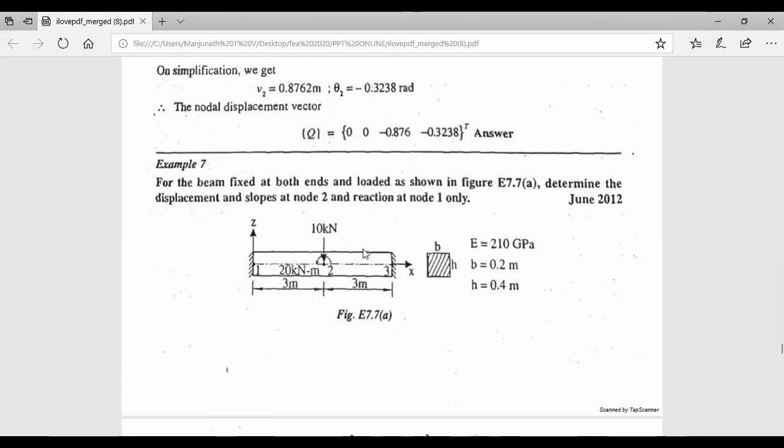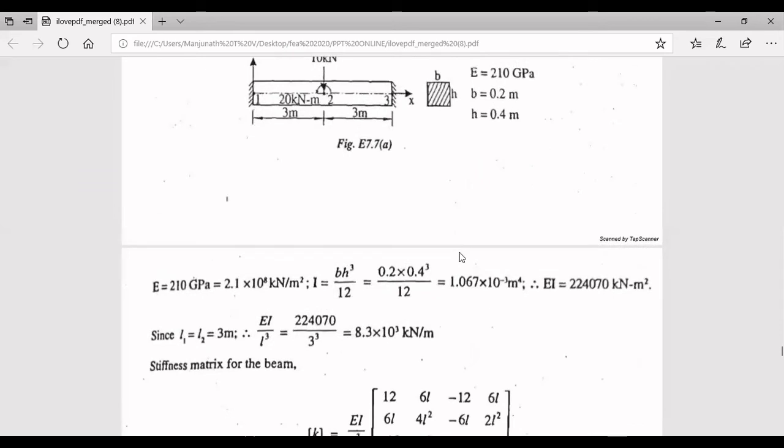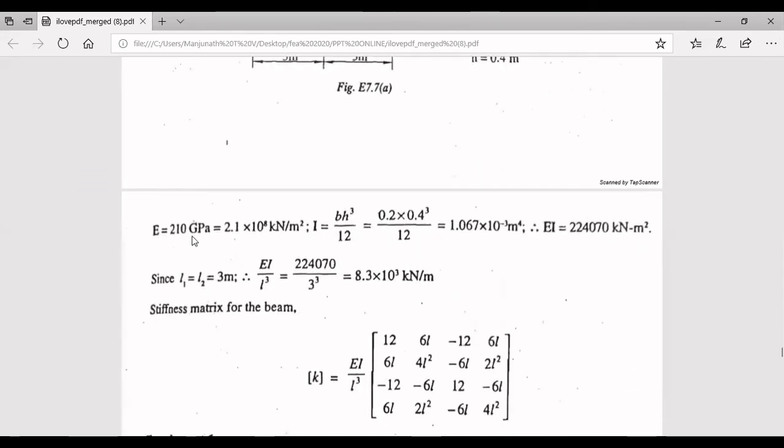Okay, so the requirement is we need to calculate the reaction force at node number 1. Now the width and height, the dimensions, are given, because they have not given any I value. They have only given E value and breadth and height values. By using this we can calculate the moment of inertia value. For the rectangular section, we are going to calculate the moment of inertia, then that I value we are going to use. So E value is 210 GPa and I is equal to bh cubed by 12, for the rectangular section.